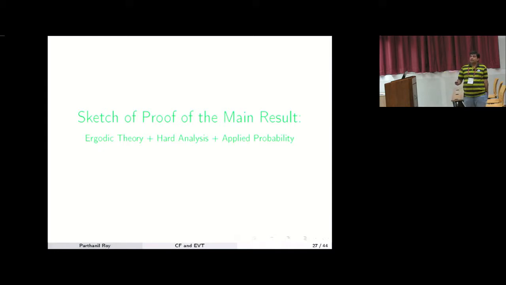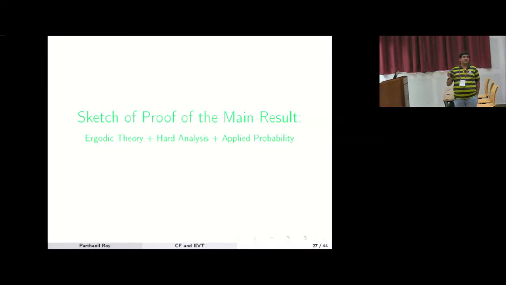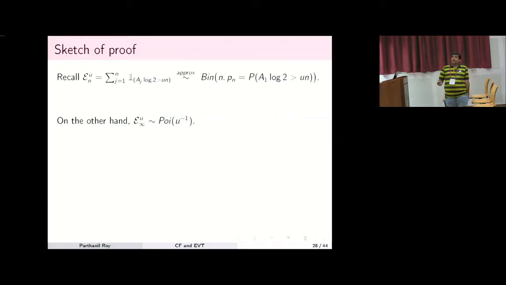Yeah, so the sketch of proof: the proof would need techniques from ergodic theory and what is called hard analysis, and I call it applied probability because I'm using the Chen-Stein method. To me, Chen-Stein method is applied probability. Okay, hard analysis is not hard. It's not difficult. It's just we need hard estimates, as opposed to soft estimates. Okay, so I'll tell you. Okay, so what is the idea of the proof?